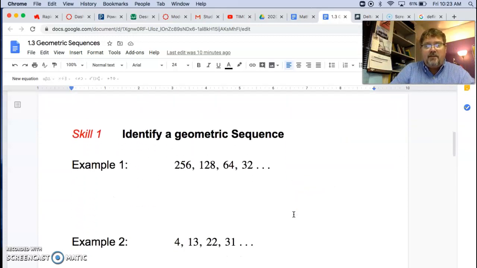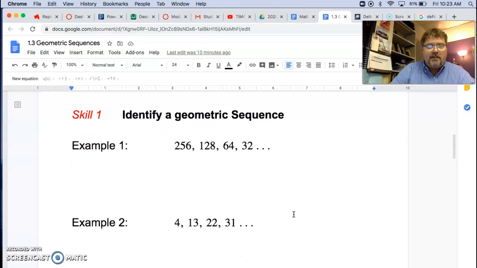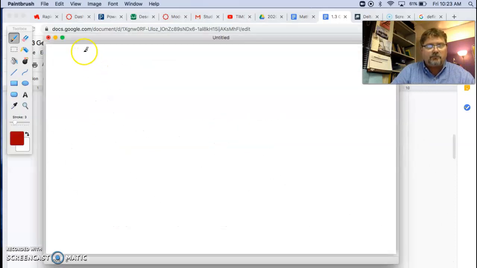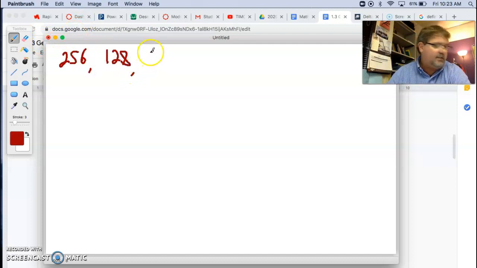And in this video, I'd like to get these couple skills out of the way. First thing first is how to identify a geometric sequence. And to do that, you have to divide all the terms. All right, so let me just write my sequence up here at the top. And what was it, 128? No, 256, 128, 64, 32.